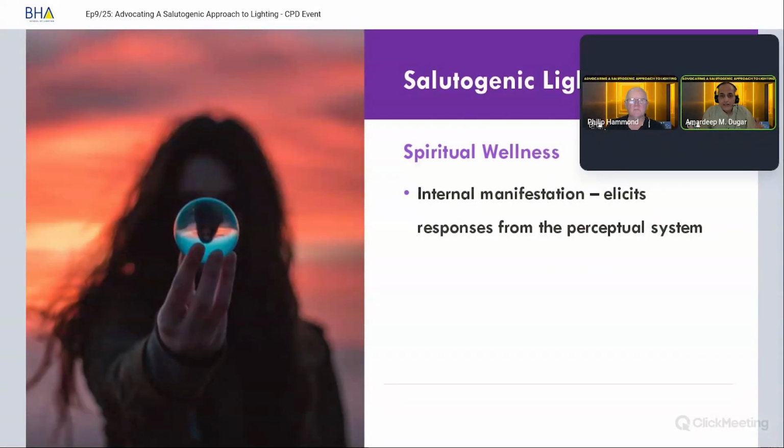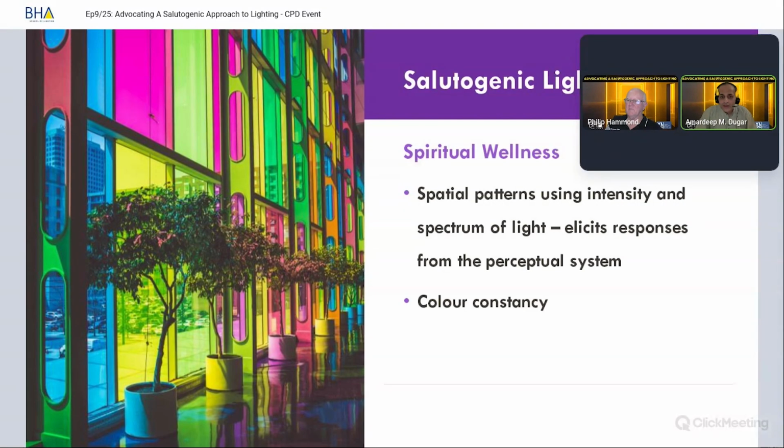And the internal manifestation of this is that we've talked about the visual system, we've talked about the circadian system, but a very often neglected aspect of human vision and how we interact with space is the perceptual system. And the perceptual system is often neglected because there are not too many scientific definitions for it. It's way too abstract. It's the way we perceive space, and this has got to do with spatial patterns. Again, using the right intensity and spectrum of light, because this is what elicits responses from the perceptual system.